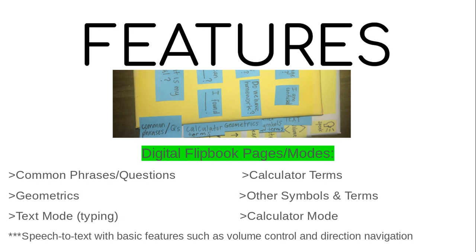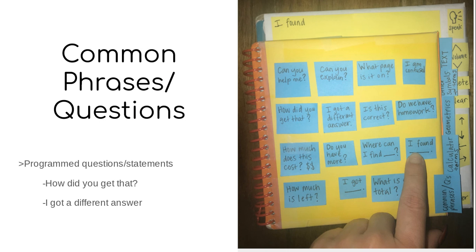The features of this technology include the digital flipbook pages and the text mode and calculator mode. The text and calculator modes all come with a speech to text feature, which includes a volume control and a direction navigation. The first tab on this MathPad 1.0 is the common phrases and questions. These are programmed questions or statements that could be asked or used daily in the classroom.